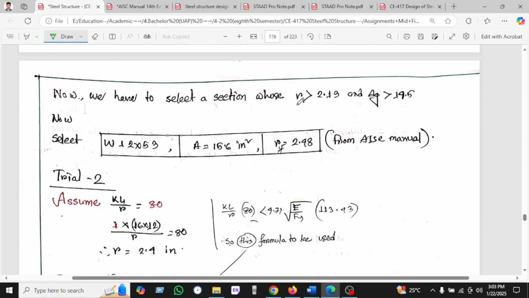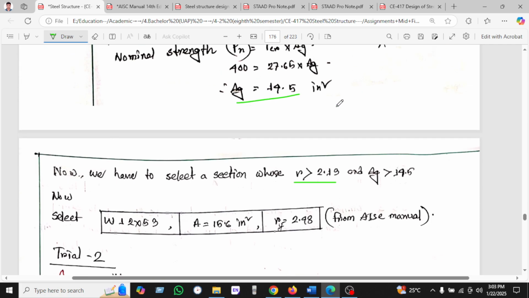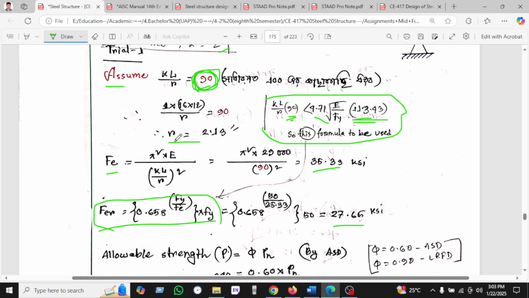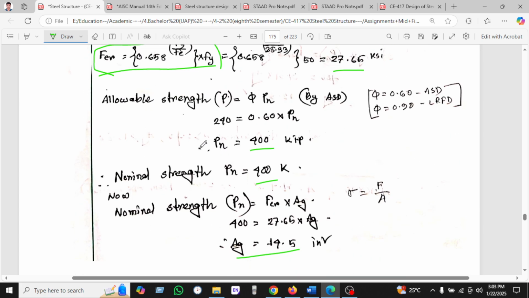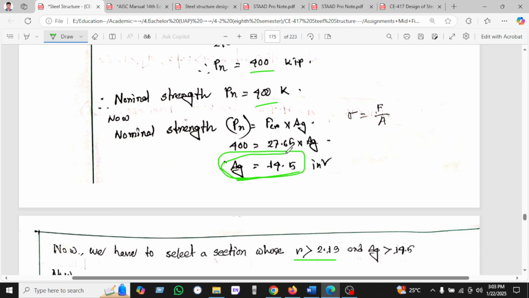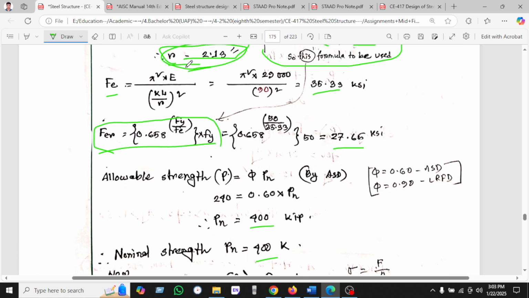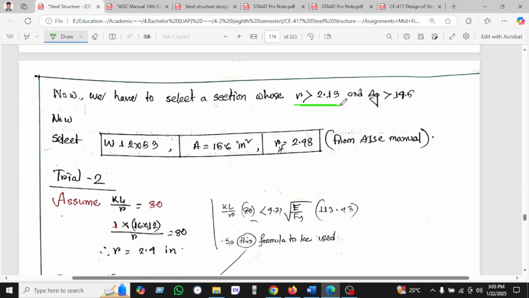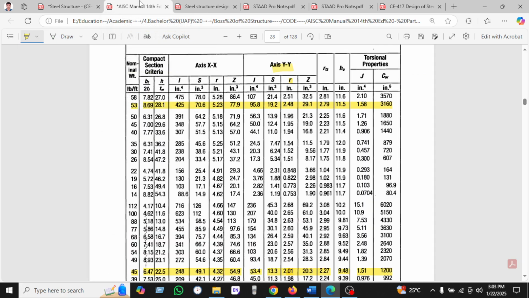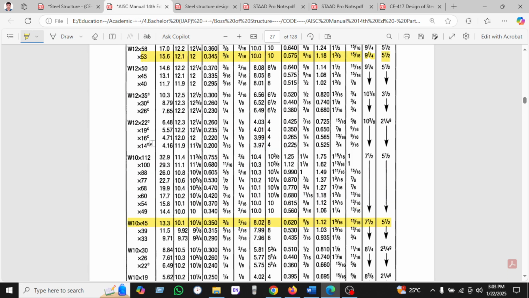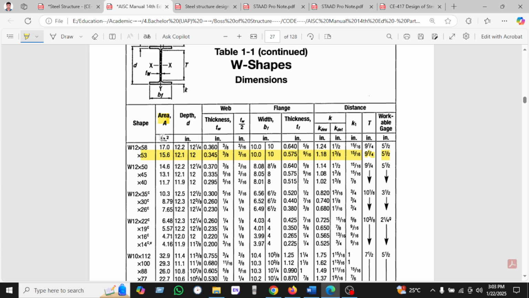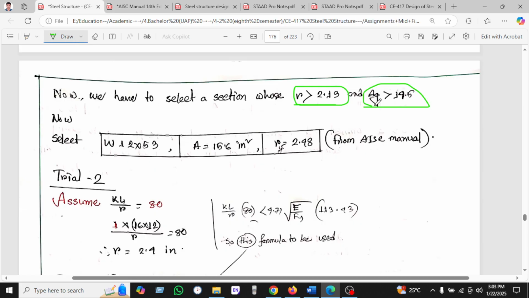Now we have to choose another section whose R value is greater than 2.13, as we found the R value here is 2.13, and A is found 14.5. So we have to choose a section whose A value is greater than 14.5 and R value is greater than 2.13. So now we are choosing W12x50 from the AISC manual. If we go to the AISC manual, W12x50, then we can see the A value is 15.6, which is greater than 14.5.